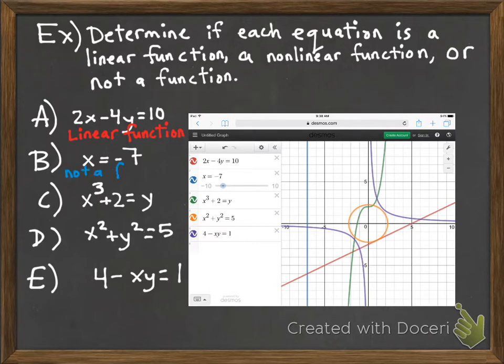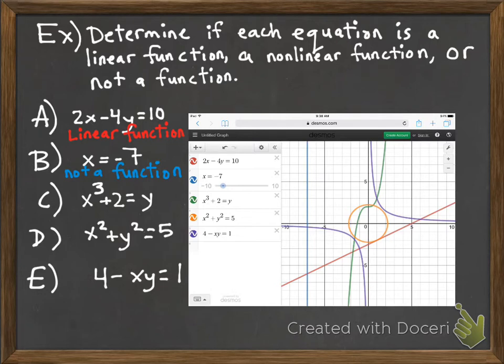This is not a function at all, because if you draw a straight up and down line through that blue function, it's not going to pass the test. It's going to touch everywhere at the same time. So remember, a vertical line is not a function, even if it is linear.